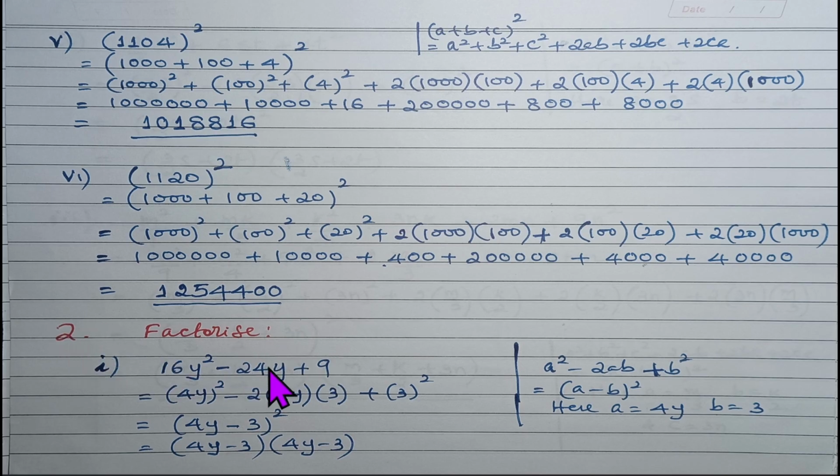Now again we have to use identities. The first term is a square term, the third term is a square term, that means it is 4y whole square, this is 3 square. Now let us see whether we get the middle term. Now 2 into ab, a is 4y and b is 3, 2 into 4y into 3 becomes 24, correct, the middle term we have got it. Therefore it is a minus b whole square, therefore 4y minus 3 whole square, therefore the factors are 4y minus 3 into 4y minus 3.